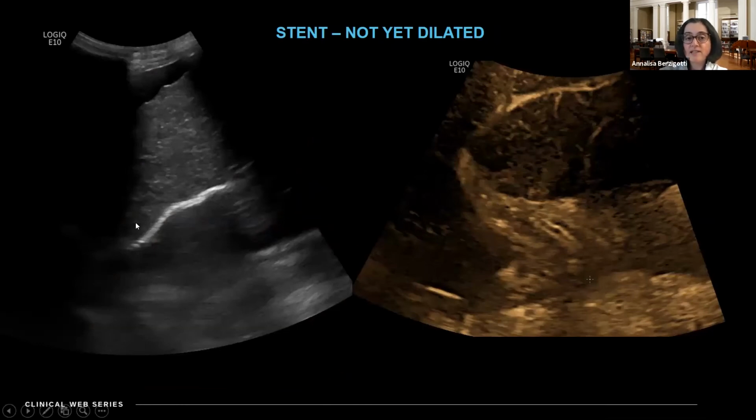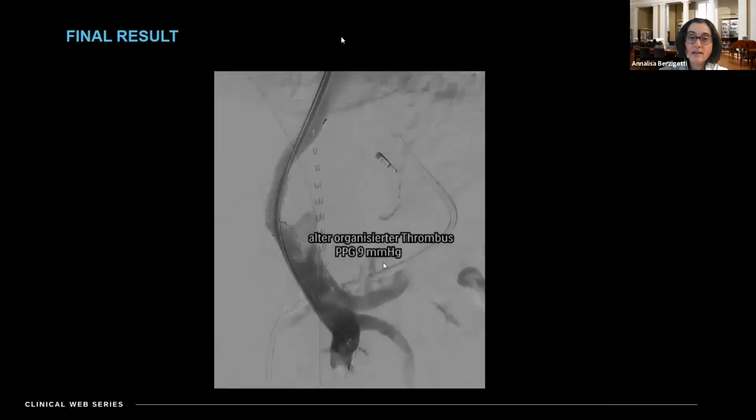You see on the left side, this is the stent, which was already put in, but not yet dilated. And you can also see it with the B-flow into the portal vein, so very nicely. And this is the end final result. You can see that after mechanical thrombolysis, most of the thrombus was removed, the TIPS was open, and the portal pressure gradient after TIPS was decreased to a safe 9 millimeters of mercury threshold.